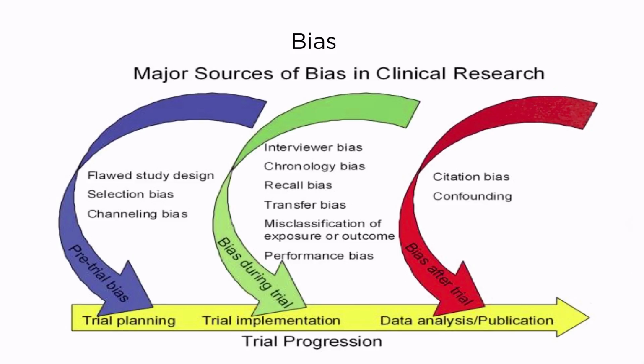Next, we're going to move into talking about bias. This is a diagram that's meant to illustrate that bias can occur at any point in the trial progression. It can occur at planning, at implementation, and at data analysis and publication. So understanding the different types of bias that exist and where they occur will make you much better equipped to assess the internal validity of any research article.